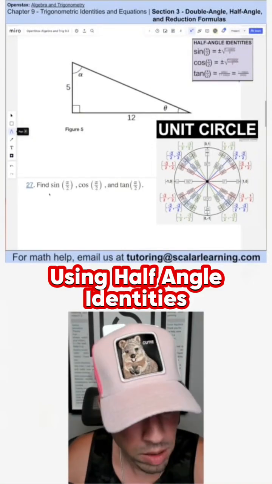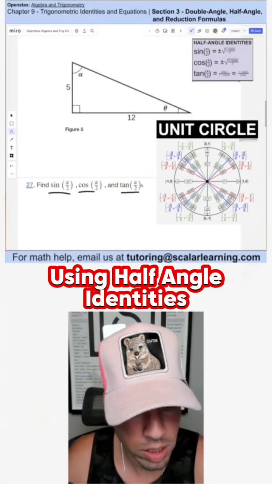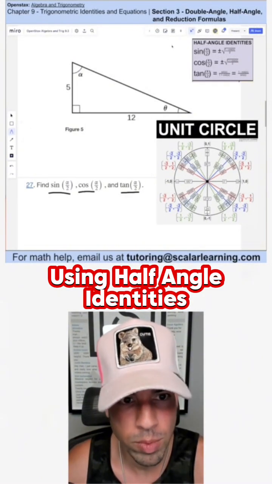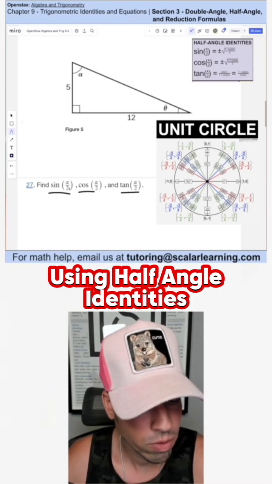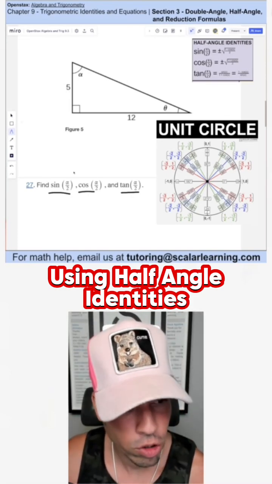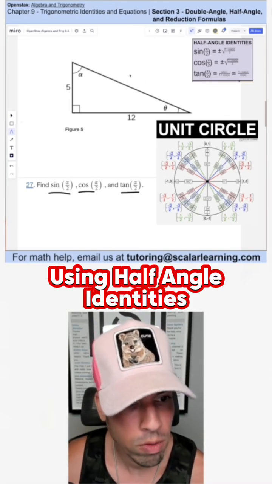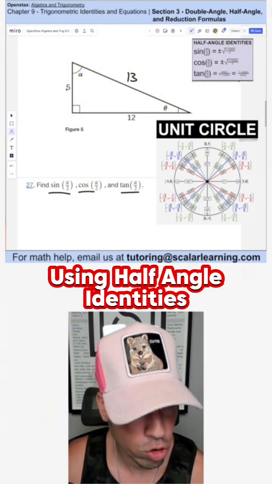So for this one, we're trying to find sine, cosine, and tangent using the half angle identities. That's why we got them up here. So let's start first with sine of a over 2. And by the way, we got a 5, 12, 13, because this is a Pythagorean triple, 5, 12, 13.